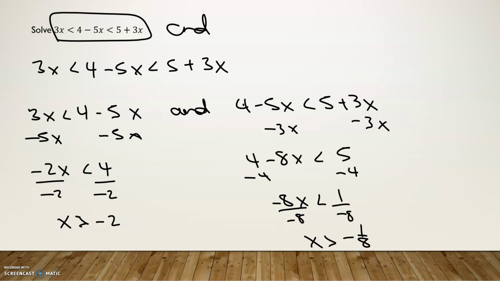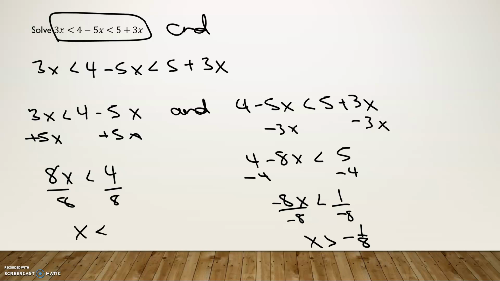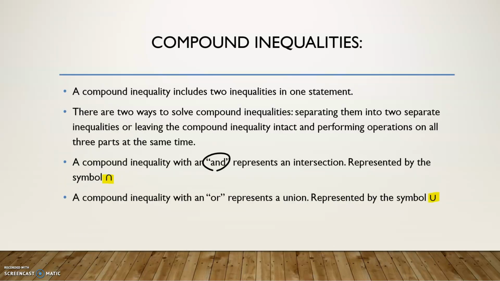And it looks like I have a mistake over here. This should be a positive. Okay, so let me redo this one. That's going to be 8x less than 4, divided by 8. So x is less than 1/2. We said an AND inequality is talking about an intersection, so where they intersect or overlap.